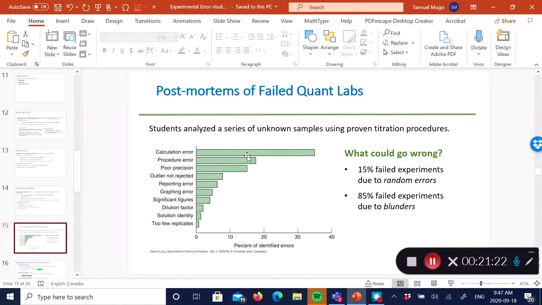And then the procedural errors. And then maybe the other one is poor precision, and so on. And then things like poor dilution. And take note of this: significant figures, not adhering to the correct significant figures. So again, you can see all these things that sound very trivial, like significant figures, play a very significant role in making sure that your data is reliable, which is the crux, or the purpose, of analytical measurements. And that's what analytical chemists are paid to do, to deliver reliable data.